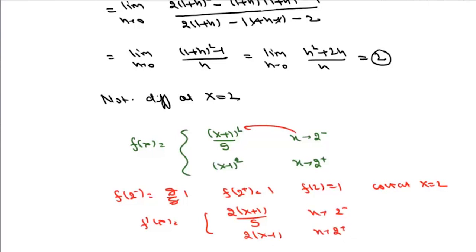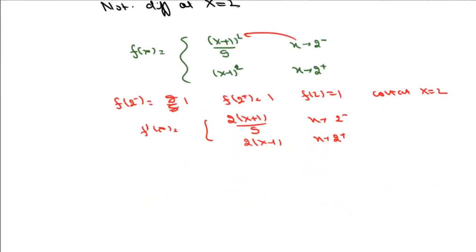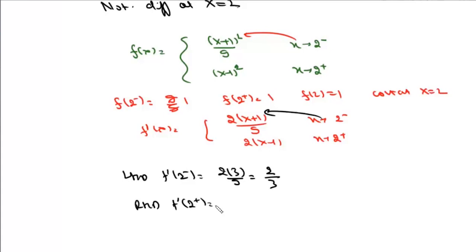Now if we put the value of x as 2, we'll get left hand derivative as 2 into 3 by 9, which is 2 by 3, and its right hand derivative as f dash 2 positive, and it will be this 2 into 1, which is 2. So here again we get the same result, that this function is continuous but not differentiable at x equals 2.